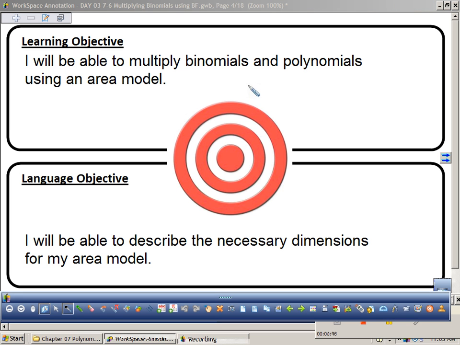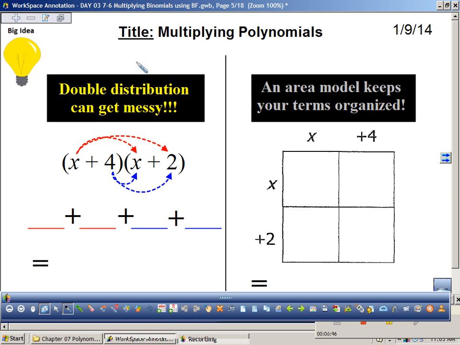I will be able to multiply binomials and polynomials using an area model. That's what we're going to do today. I will be able to describe the necessary dimensions for my area model. All right, so no notes yet, okay? I just want to explain to you how we're going to do this.